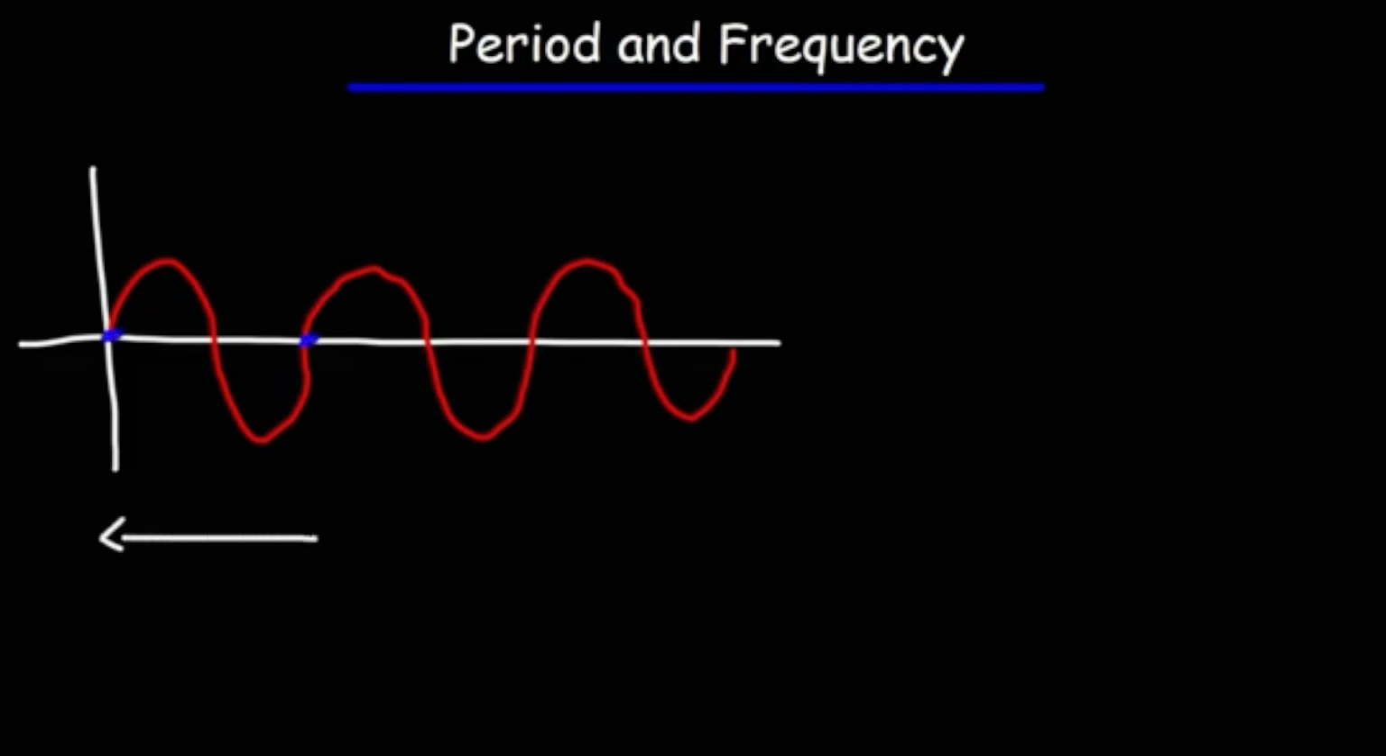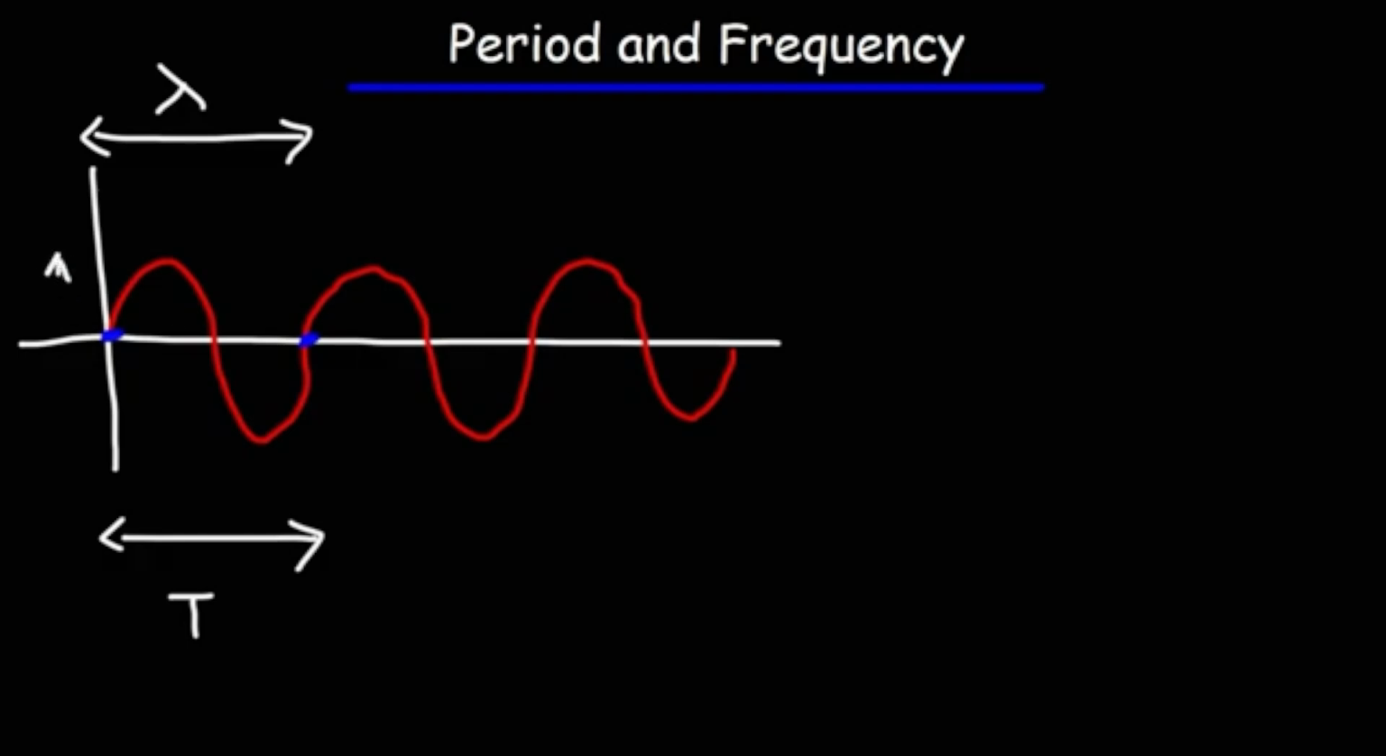The time it takes to complete a cycle is known as the period, and the symbol that represents the period is capital T. The distance between cycles is the wavelength, and that could be in units like meters, feet, miles, but meters is the most common unit for wavelength.